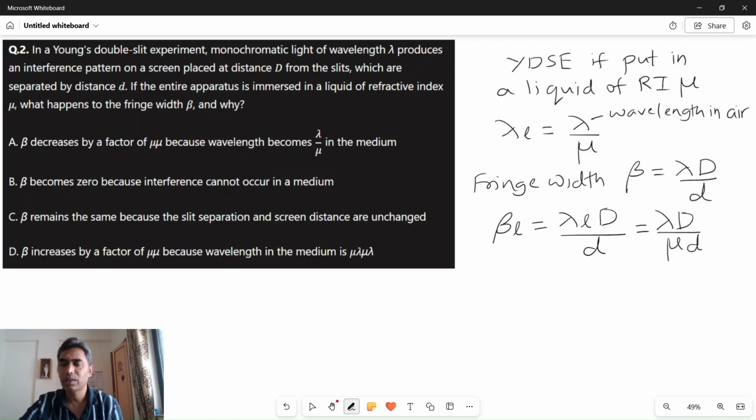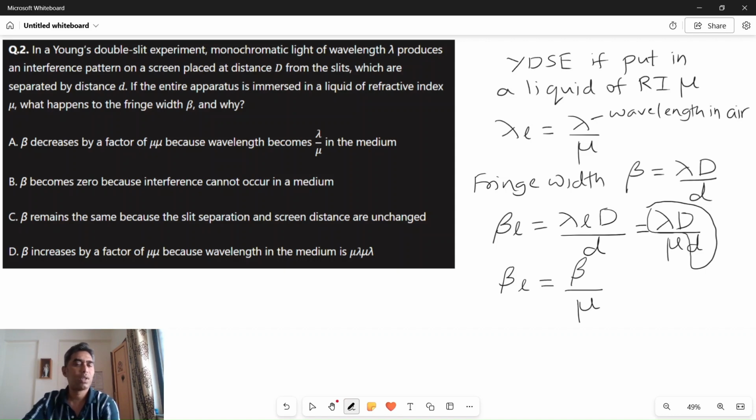Okay, if you just look at this part, lambda D by d, this is nothing but beta in air divided by mu. So beta, fringe width when the apparatus is put in water, will decrease by a factor of mu. That is, initially in air if fringe width is beta, now it becomes beta divided by mu. So fringe width decreases.